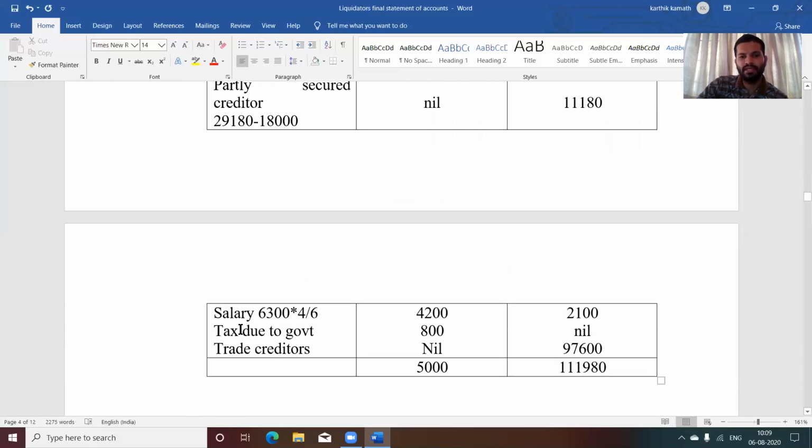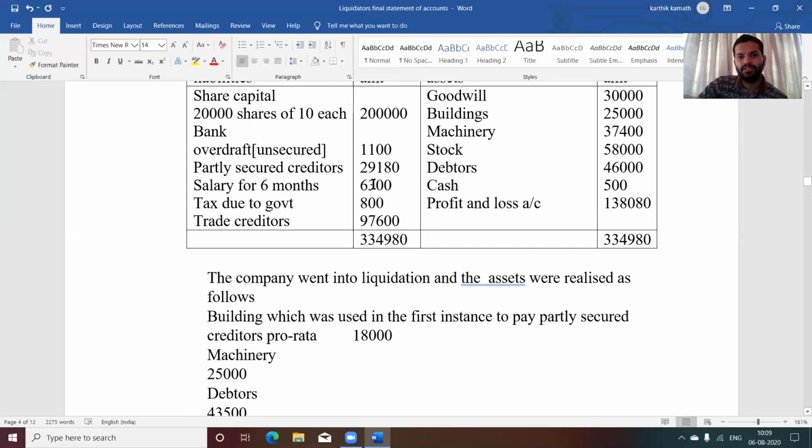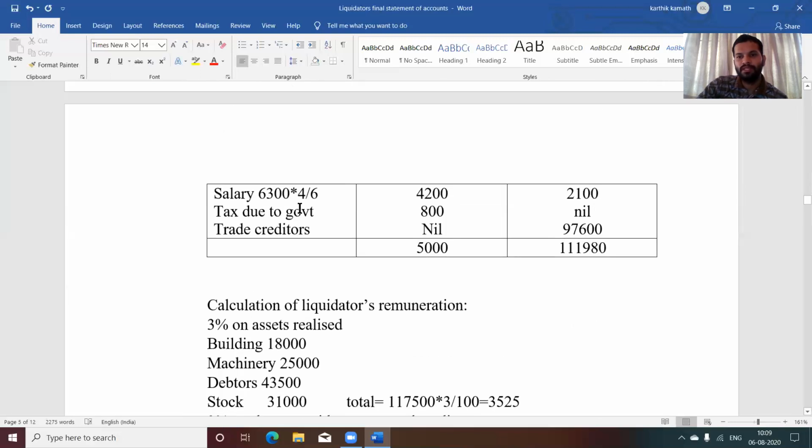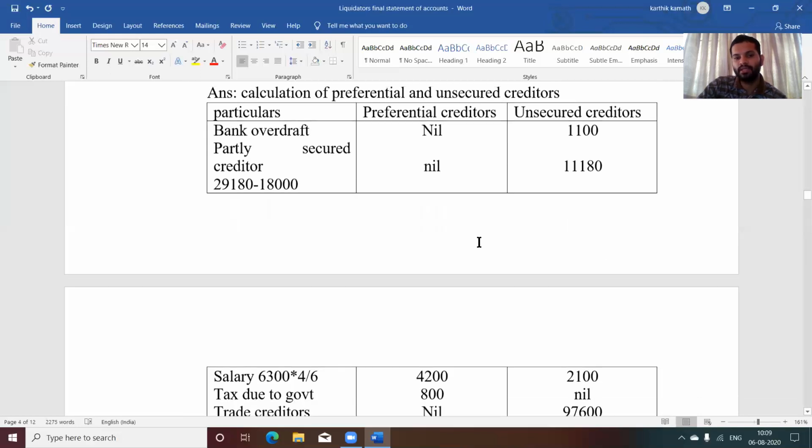Then what about salary? Salary due for 6 months, 6,300 given. What is the rule? Up to 4 months it is preferential, up to 20,000 it is preferential, and above that it is unsecured creditor. So that is salary 6,300 into 4 by 6, 4,200 is preferential creditor, and 6,300 into 2 by 6, that is the remaining amount, that is unsecured creditor.